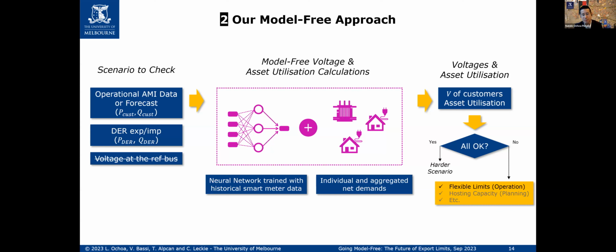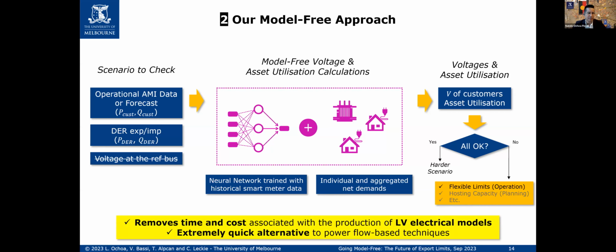Now, of course, it's not just about voltages. You also need to calculate what happens to the transformer. And if you don't have the topology and electrical models, there will be some assumptions that you need to make. For that, we use the net demands of individuals, the smart meters, and aggregate them as well to check the transformer. That is the proxy of the power flows. We are not going to use power flows. We're going to use just data and very clever machine learning techniques.